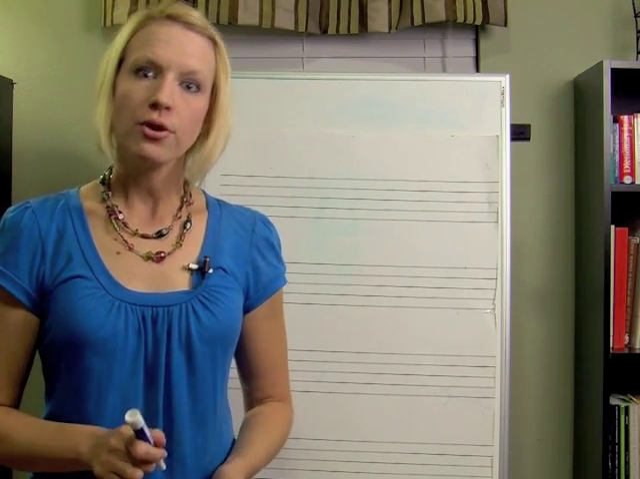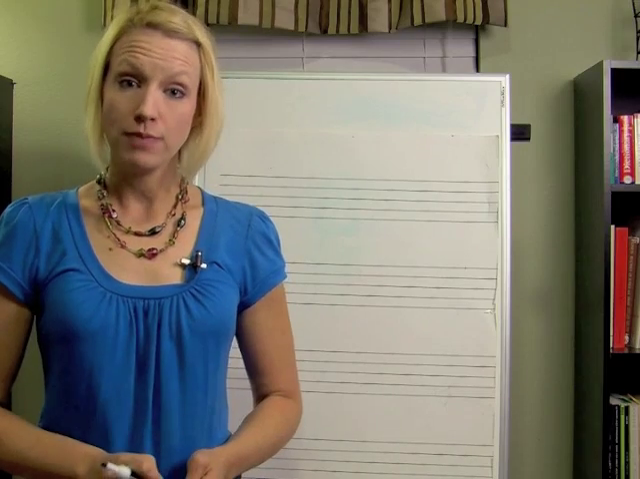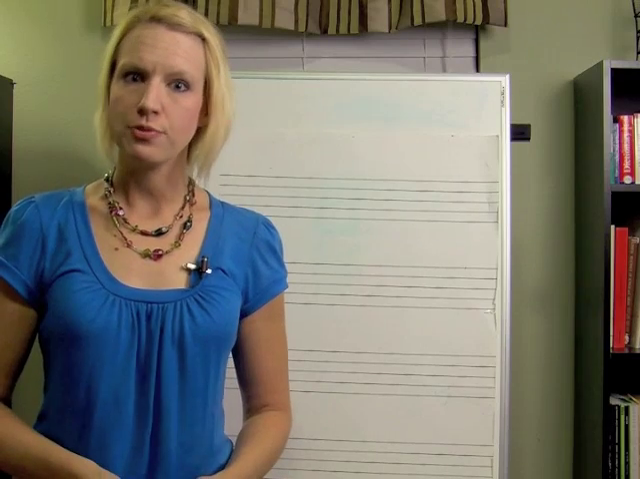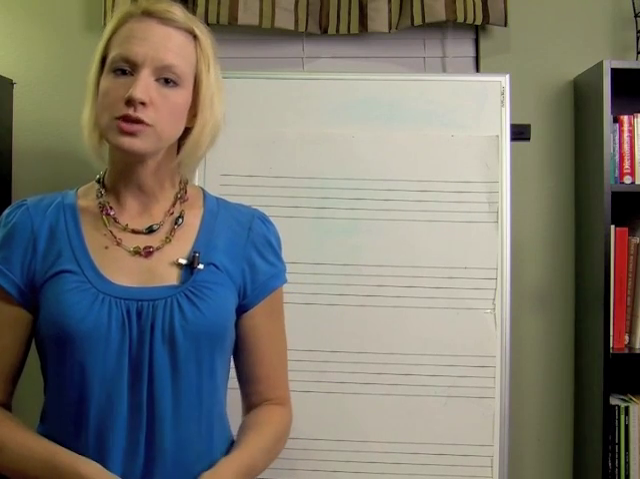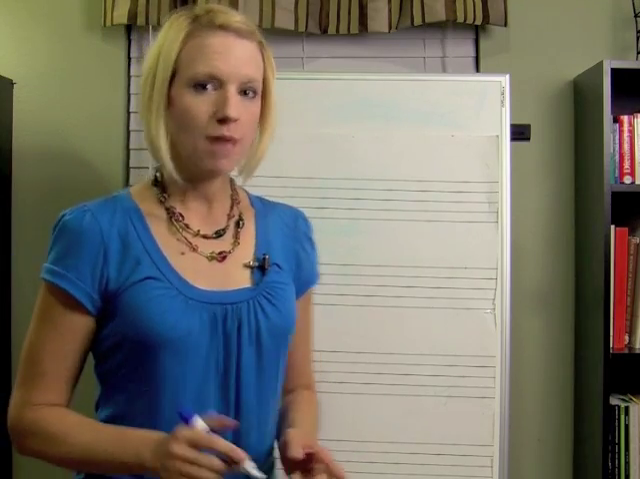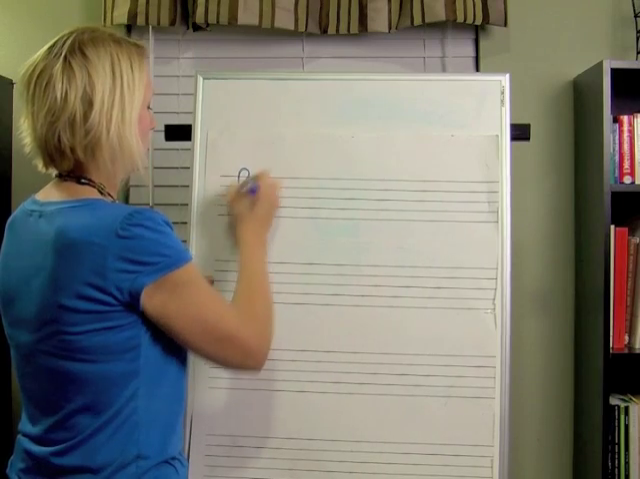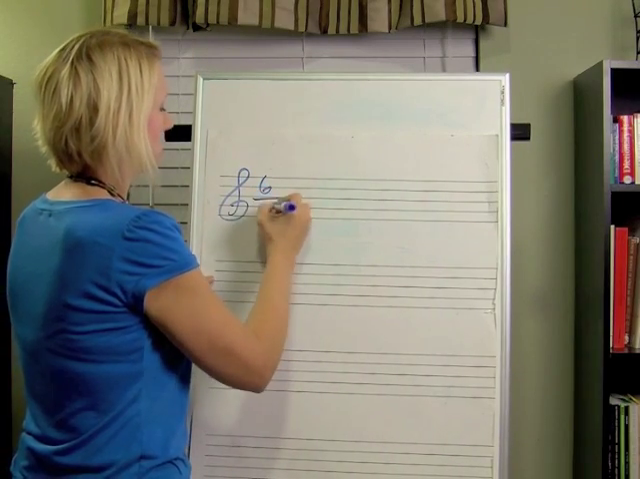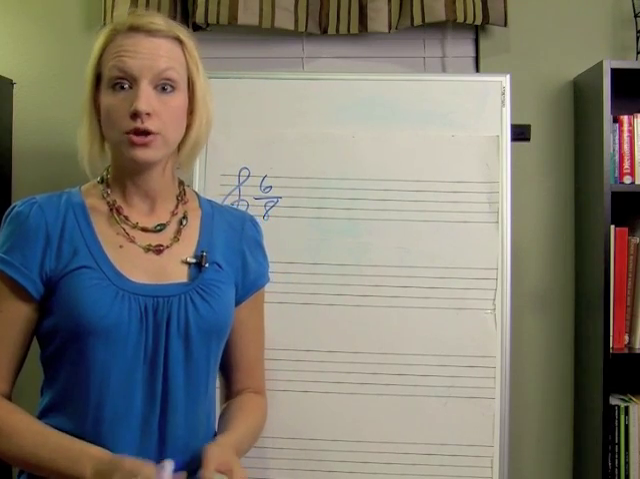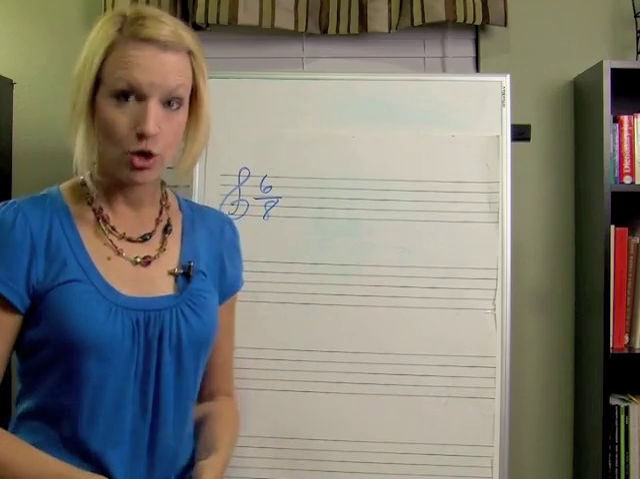The top number of a time signature in compound meter is always divisible by 3. Now remember, we already talked about 3/4 and 3/2. Those were the simple meters, so those are the exceptions to the rule. But some other examples of compound meter might be 6/8.